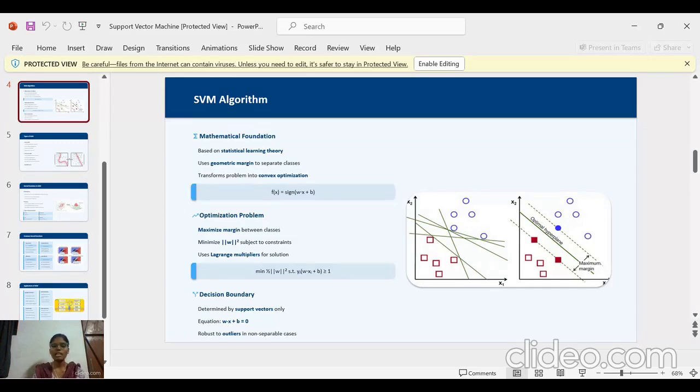In mathematical form, the equation of the hyperplane is w·x + b = 0, where w is the weight vector, x is the input feature, and b refers to the bias term. This equation helps to predict the class of any new data point.